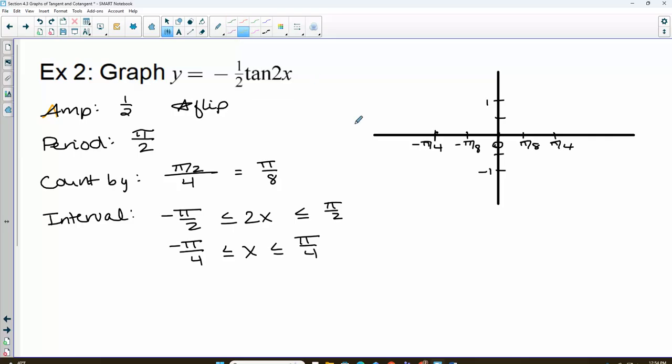So we pick this interval because what happens at both ends? And what happens in the middle? Tangent. Which direction does tangent go? It's increasing, right? But I'm flipping this. So that means at negative pi over 8, I will be at positive 1/2. At positive pi over 8, I would be at negative 1/2.